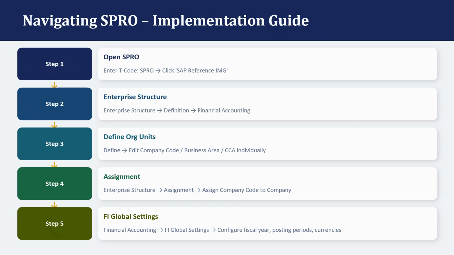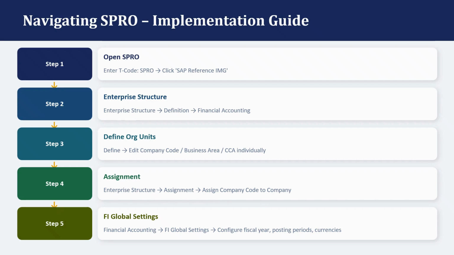The FI global settings, under Financial Accounting: in FI global settings, configure the fiscal year variant, posting periods, and currencies. The posting periods we are talking about are the special periods and the normal periods of 12 months. In SAP, January will be called the first period, February the second period, and so on. If the company follows April to March, April will be the first period and March will be the 12th period. They will also have special posting periods.